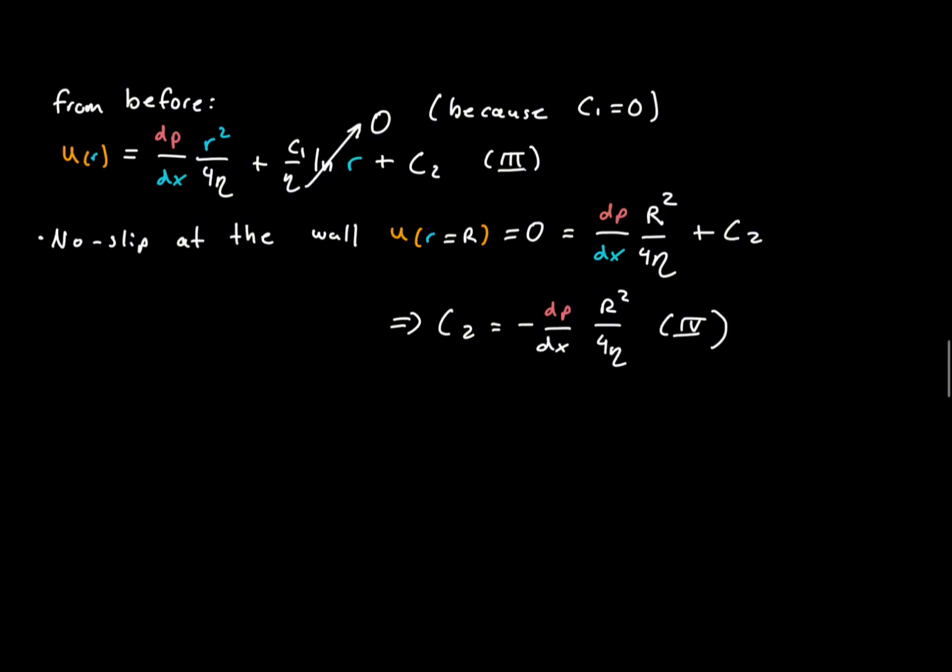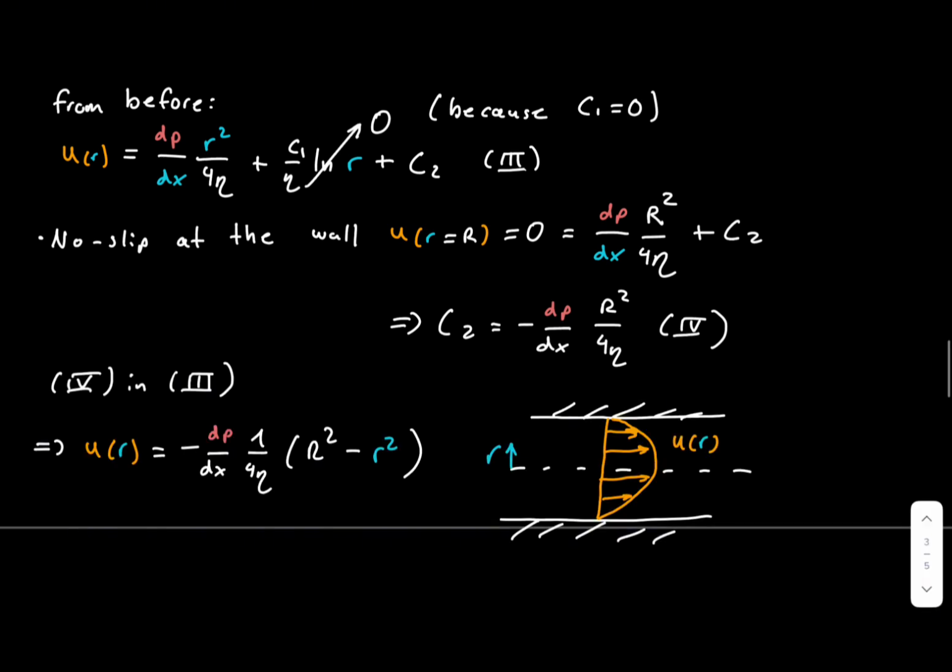After simplification, we arrive at the final velocity profile. u equals minus dp over dx times 1 over 4 viscosity times r squared minus R squared. This is the classic parabolic velocity profile for laminar pipe flow. Now do a quick physical check. If pressure decreases in the flow direction, dp over dx is negative. That makes the velocity positive everywhere, with a maximum at the center and 0 at the wall. So the physics makes sense.